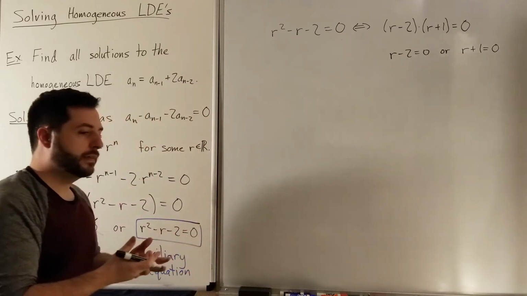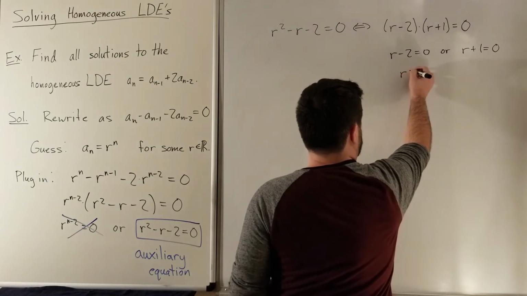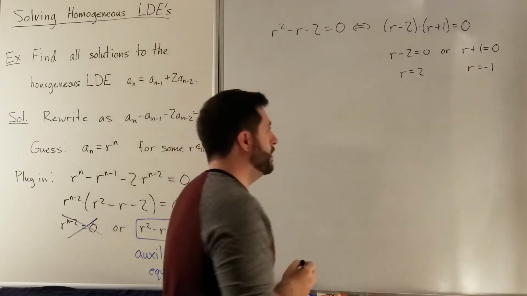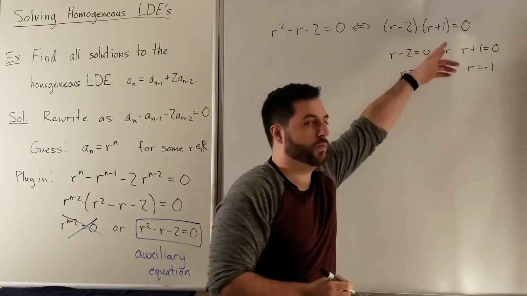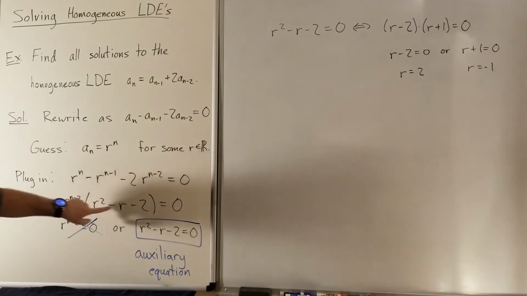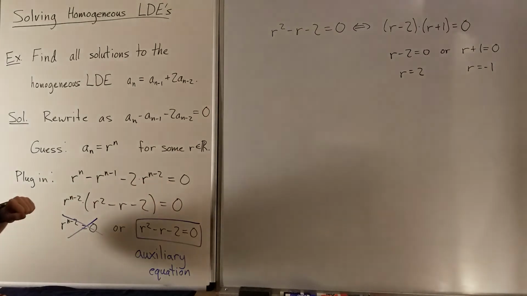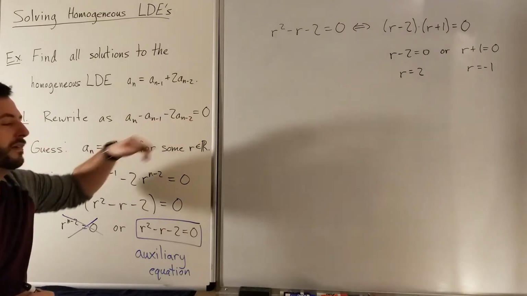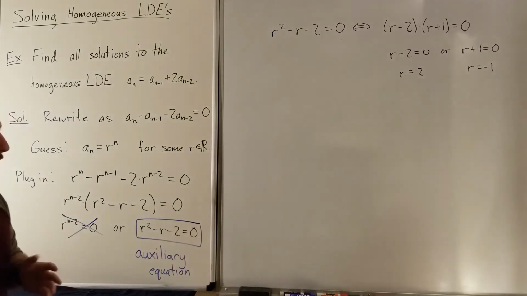If two things multiply together to be 0, then either one is 0 or the other is 0. Well, this simply says that r is equal to 2, and this says that r is equal to negative 1. So if r is equal to either one of these two things, then r minus 2 times r plus 1 will be 0, which means that this will be 0, which means that this will be 0 because it's something times 0. That means that this will be 0, and our linear difference equation will be solved.